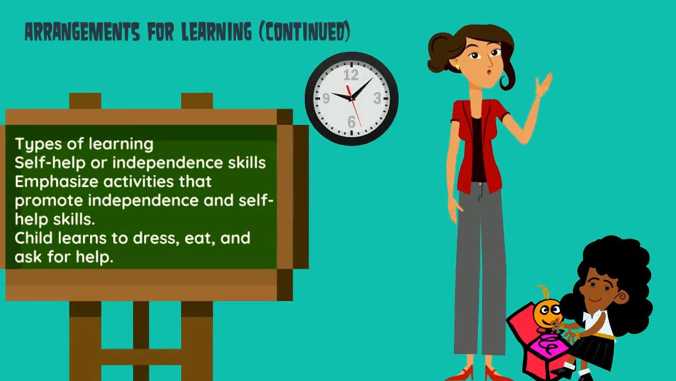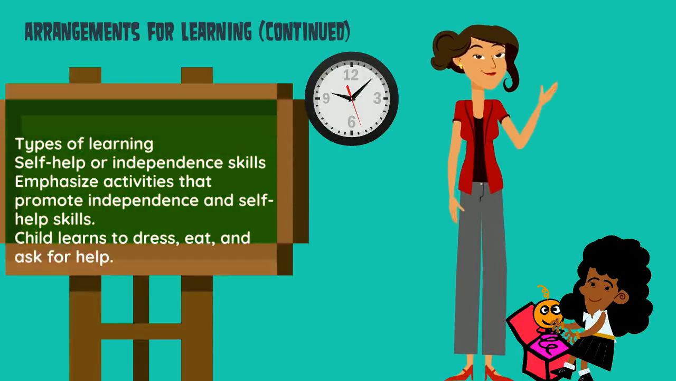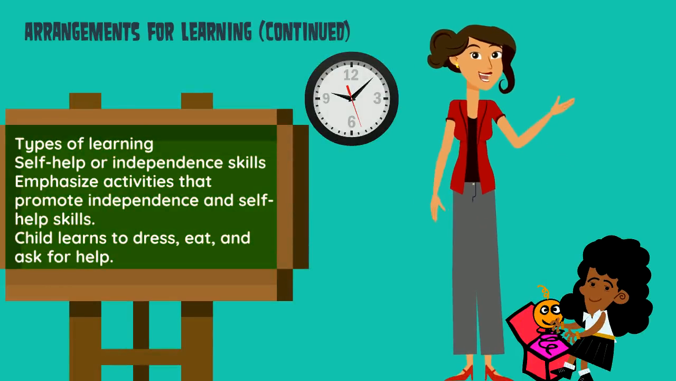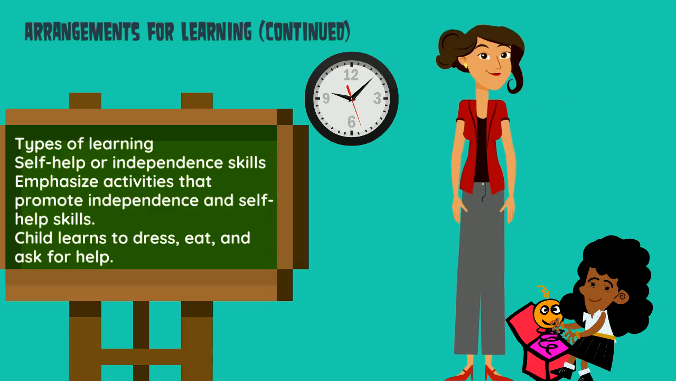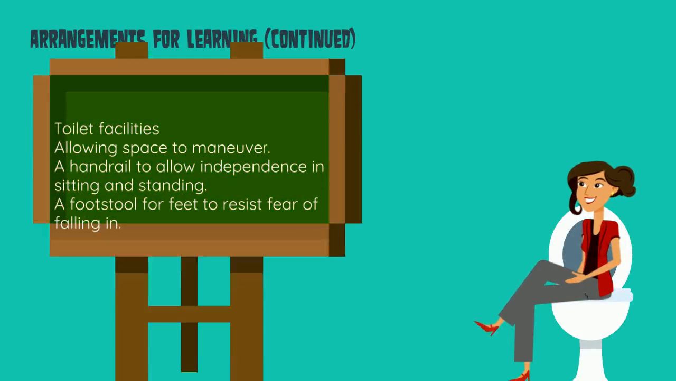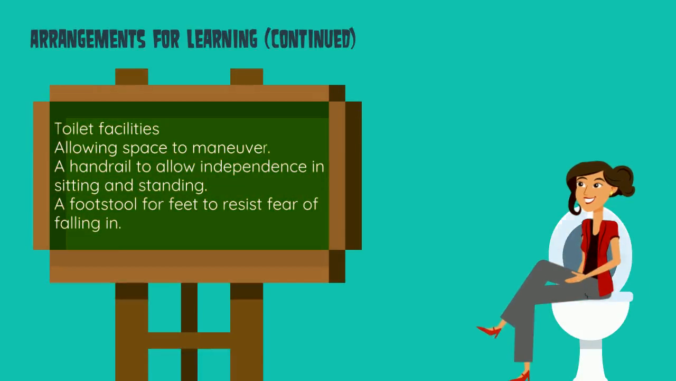Types of learning. Self-help or independent skills emphasize activities that promote independence and self-help skills. The child learns to dress, eat, and ask for help. Toilet facilities: allow space to maneuver, a handrail to allow independent sitting and standing, and a footstool for feet to resist the fear of falling in.